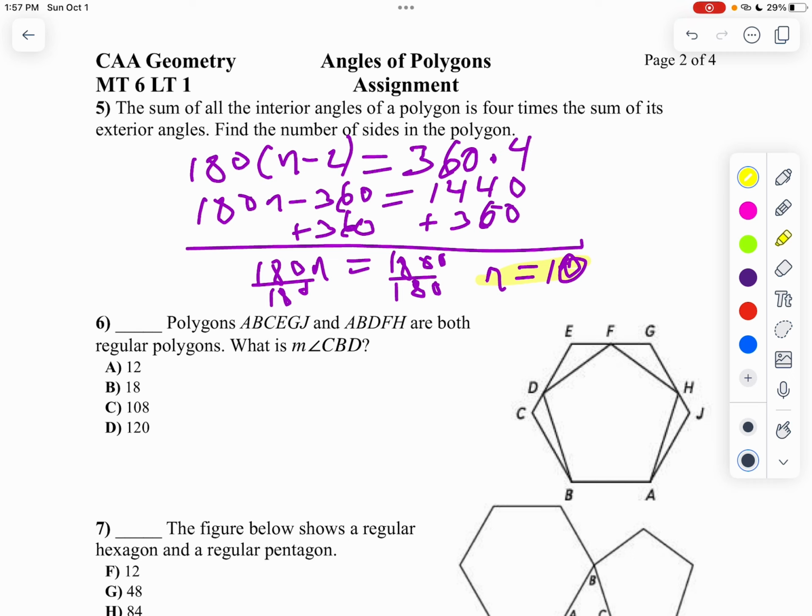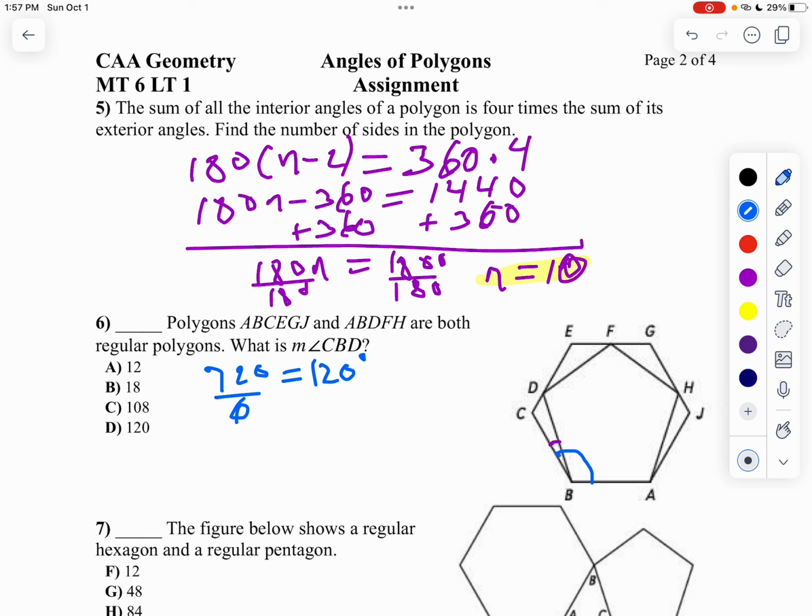Now number 6, and that seems a little tricky, doesn't it? I want to find the measure of angle CBD. How in the world am I going to do that? Oh, notice, let's take a look at angle CBA, because that's on a hexagon, isn't it? And we just said that the total number of degrees on a hexagon is 720. So if I divide that by 6, I get 120 degrees for my blue angle.